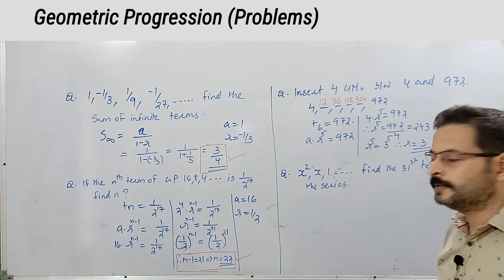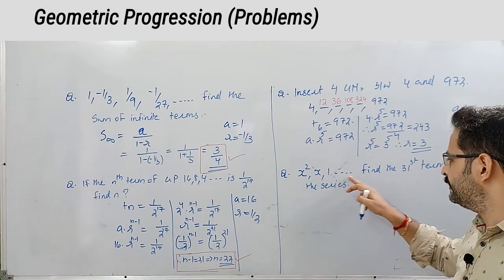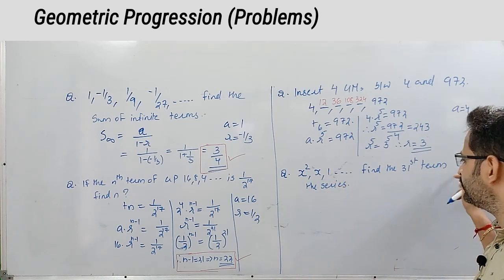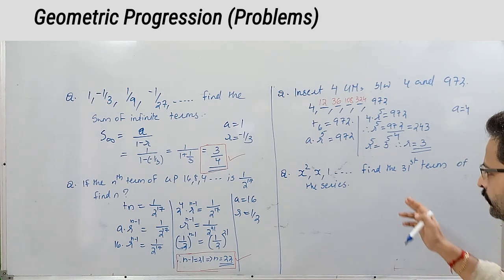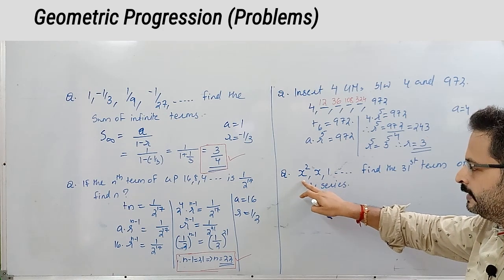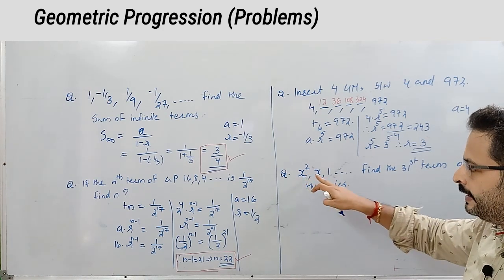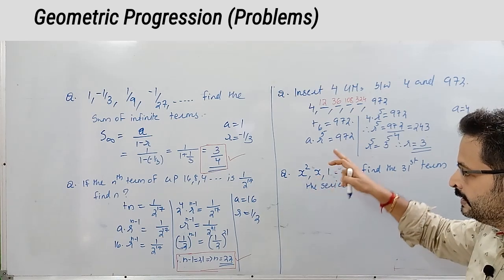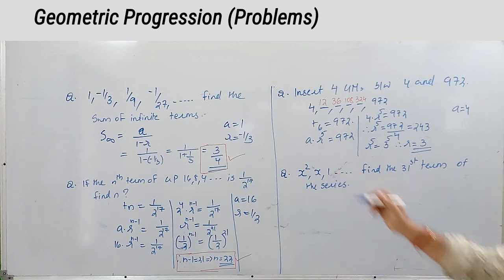Okay. Now the next question: x square, x, then 1, etc. Find the 31st term of the series. So the first term is x square, second term is x, third term is 1. That means the first term divided by x, we will get the second term. The second term divided by x, we will get the third term. That means it is a GP.